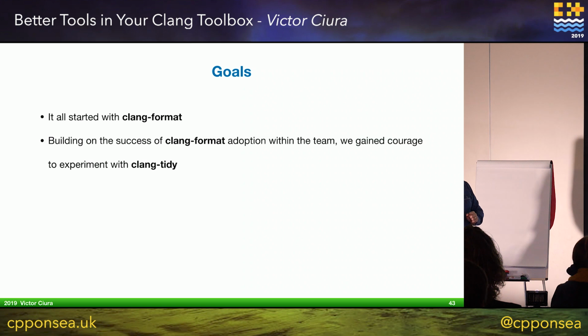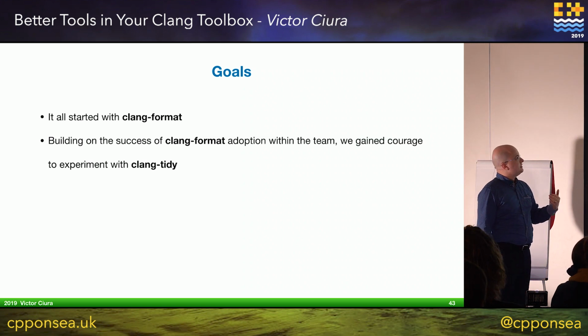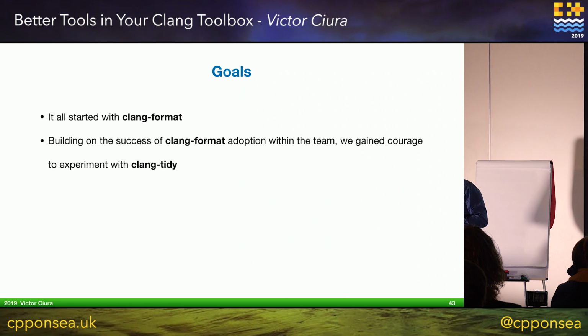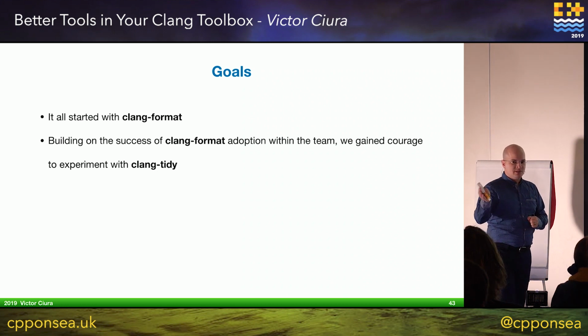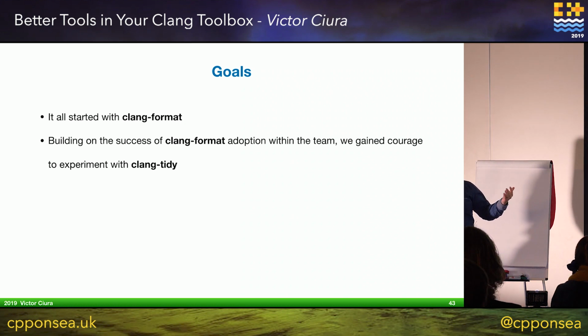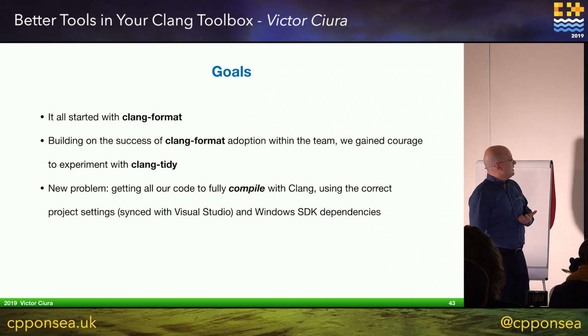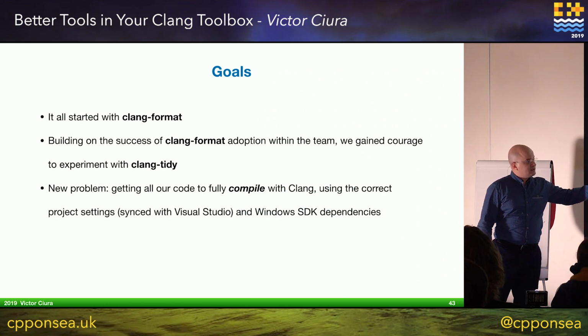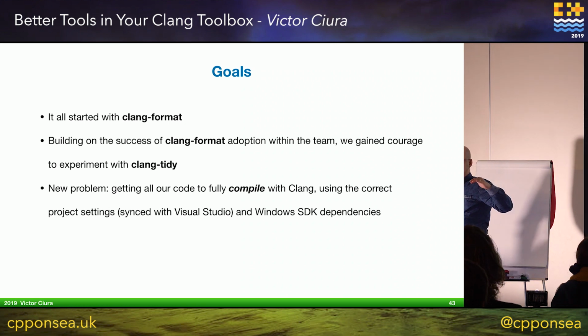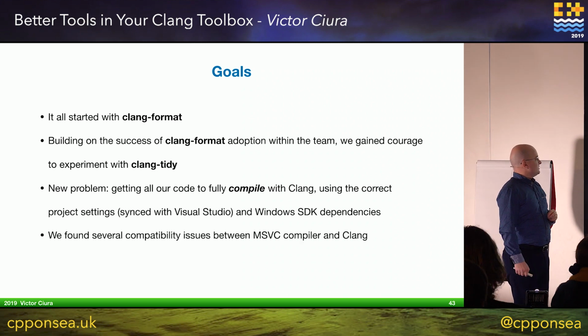So the goal is, as we set out, again, more like a case study for us. We started with Clang format, easy, something that we needed to make sure that we don't have any more curls in code reviews about white space. Building on the success of Clang format adoption, we gained courage and we experimented with Clang-tidy and Clang compilation. And the problem was getting all the code to compile under Clang. That was the big hurdle to start with. So maybe this is a possible route for you as well, but who knows?